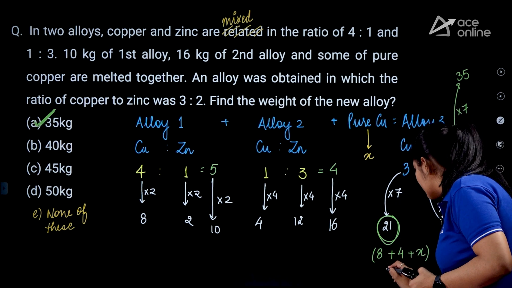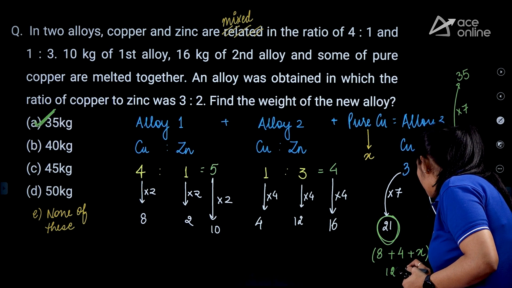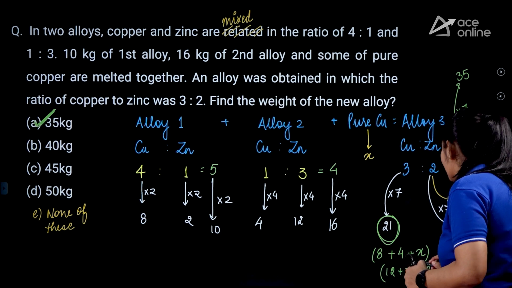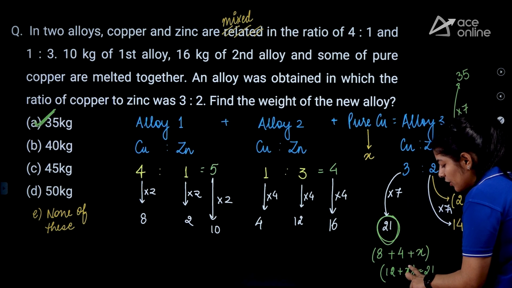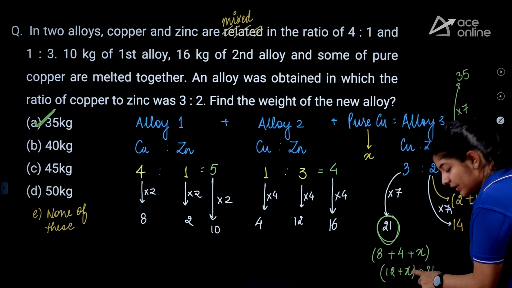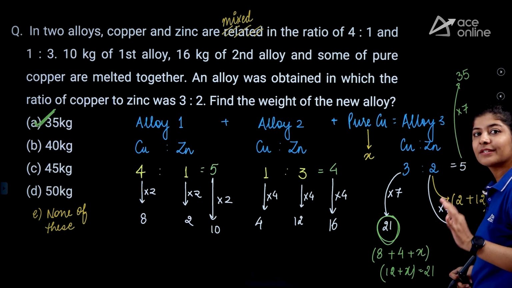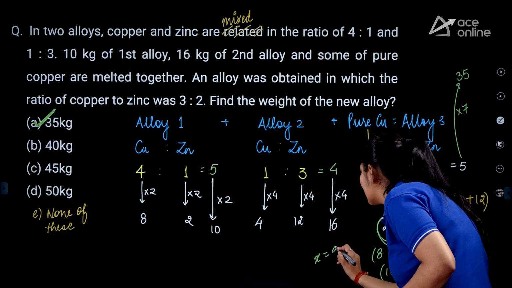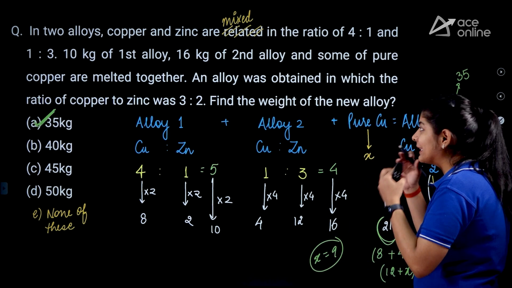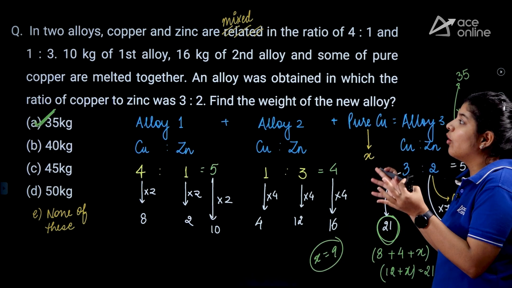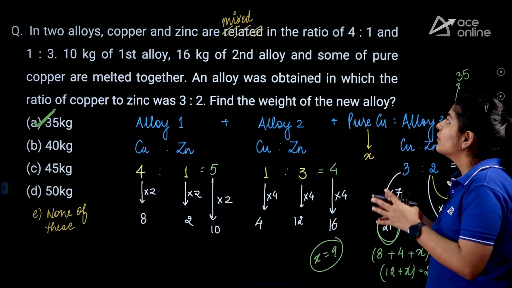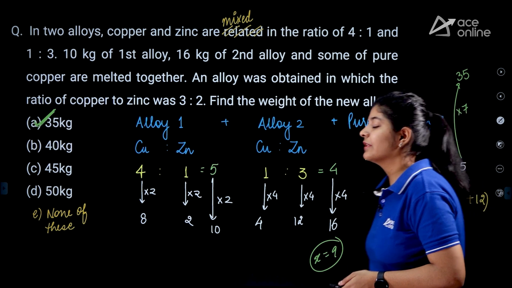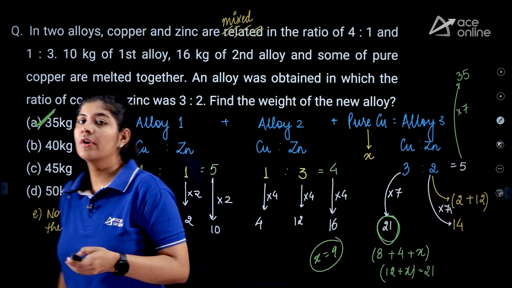So this is 12. 12 plus x is equal to 21. So we can easily determine the value of x over here, and this is equal to 9. So the value of x is 9. So we can say that in the end, when all these alloys are melted, we added 9 kgs of pure copper.